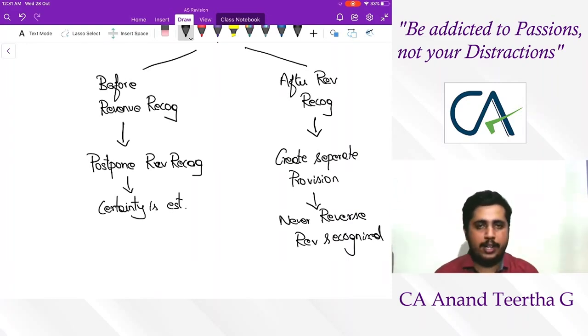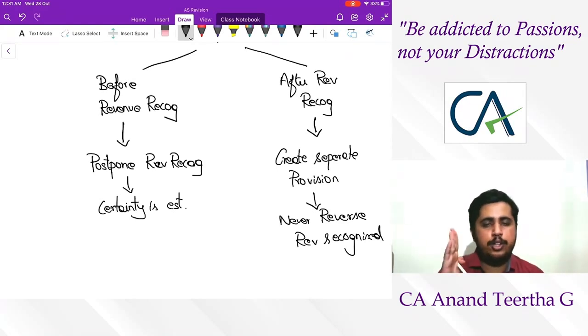So therefore, now think about it. You have already made the sale. Your buyer cannot pay you the money. You will never reverse sale. You will create bad debt. So according to AS9, you are never allowed to reverse a revenue. You should create a provision for it. So that's how you have to deal with uncertainty.